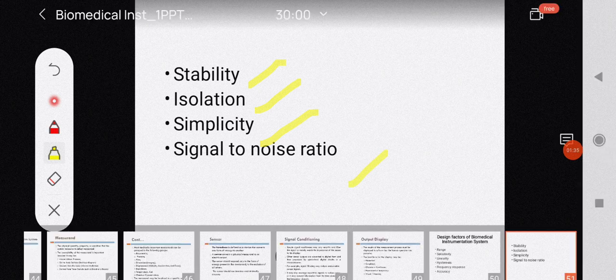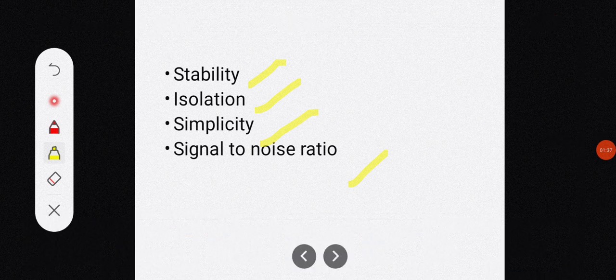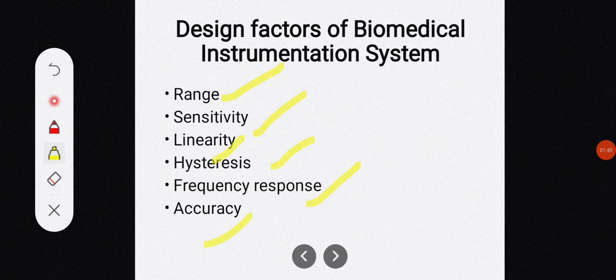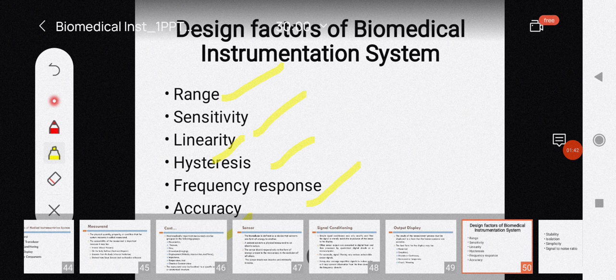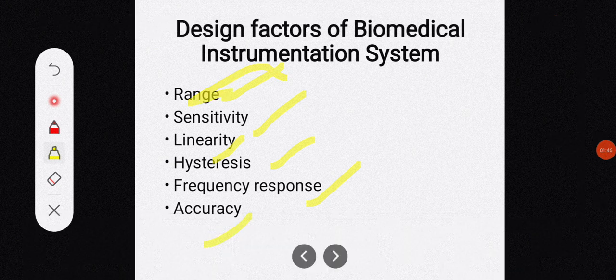So you might have come across all these terms in other subjects also, but here again I will be introducing all these terms, or I will be telling in detail about all the factors related to the biomedical instrumentation system. So starting with the first design factor, that is range.